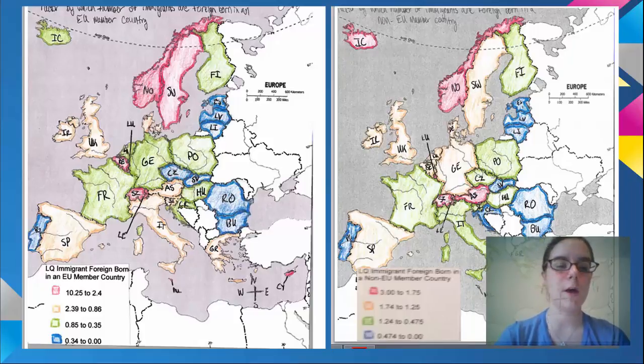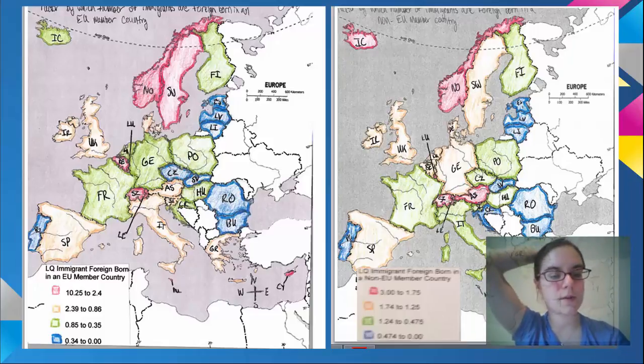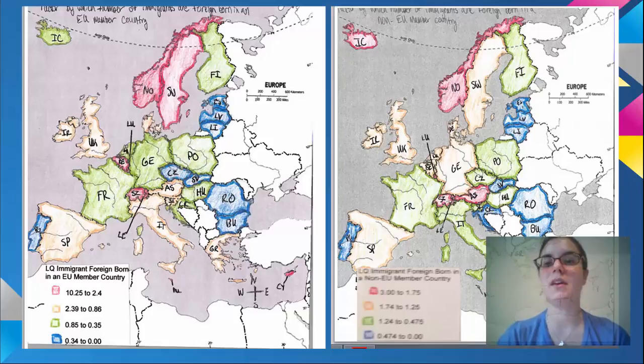So even though the highest LQ was Luxembourg for this data, at 10.25, and then the one on the left, I think the highest was 2.8 or something, the average value ended up being higher for the map on the right.